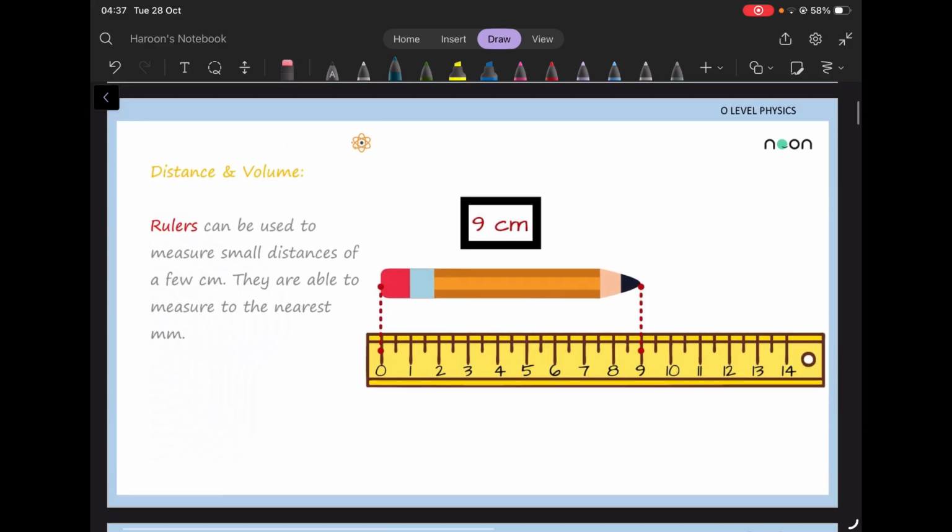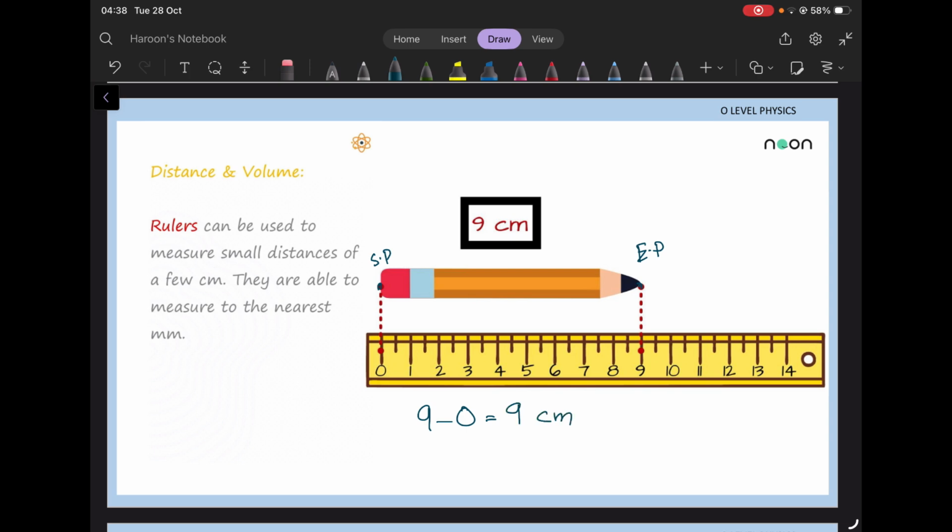Okay, now length measuring tools. Now, how do we measure lengths? We have multiple tools to measure lengths. One of those tools would be a ruler or a meter rule. So what we do over here is, you can see this is my starting point. This is my ending point. Now, if I do ending point minus starting point, basically 9 minus the starting point, which was 0, this gives me the length.